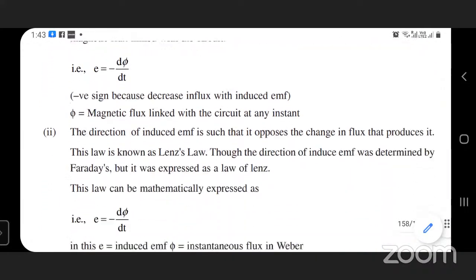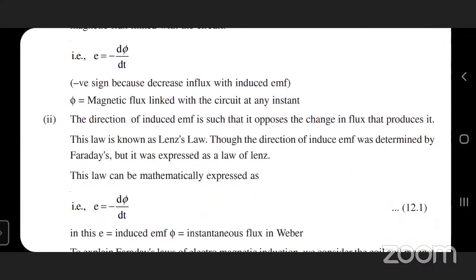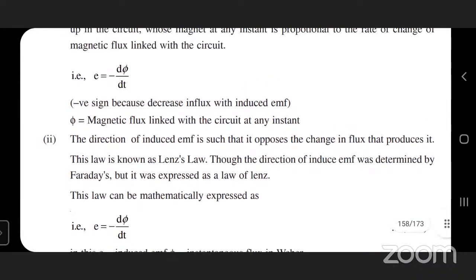The negative sign indicates the opposition to the change of flux by the induced EMF. Phi is the magnetic flux linked with the circuit. So this is EMF equals minus d phi B by dt. The negative sign is nothing but Lenz's law. The direction of the induced EMF is such that it opposes the change in the flux. Getting my point? Again, I am going to read this.